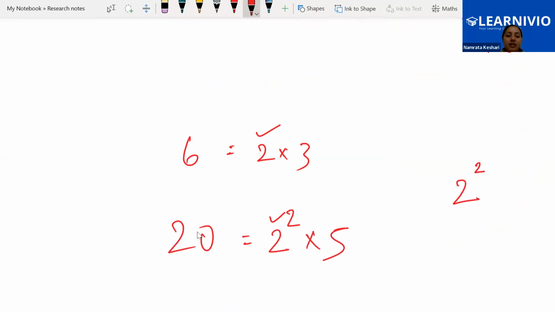That is fine. But eventually we are using the same concept. Can you see? 2 square means 2 into 2. This 2 and this 2 is common. For this common part, we need to write one 2 in the LCM. And then whatever is the remaining, so remaining is 1 more 2.